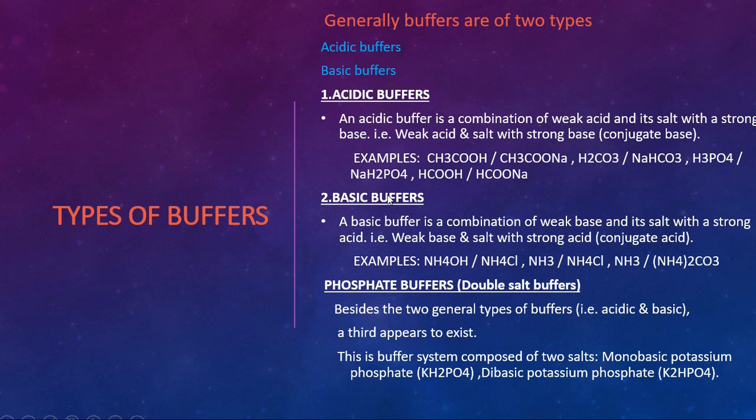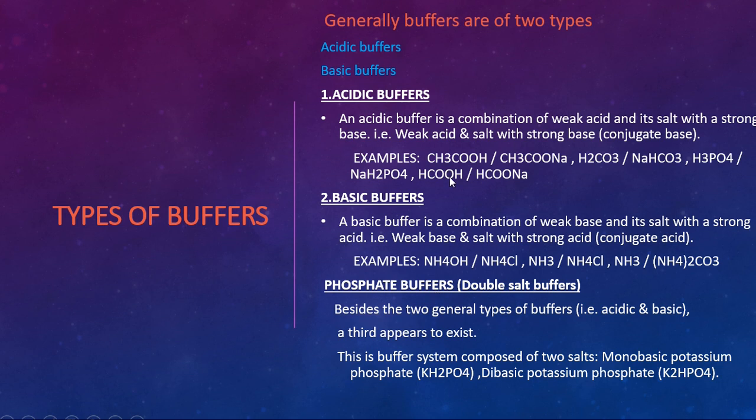And then along with these two, we also have a general type of buffer that is used in laboratories, the phosphate buffer. So besides the two general types of buffers that we discussed, acidic buffers and basic buffers, we have a third type of buffer, the phosphate buffer. This buffer system consists of two salts. One is monobasic potassium phosphate and another one is dibasic potassium phosphate. Together with these two salts we prepare the phosphate buffers.